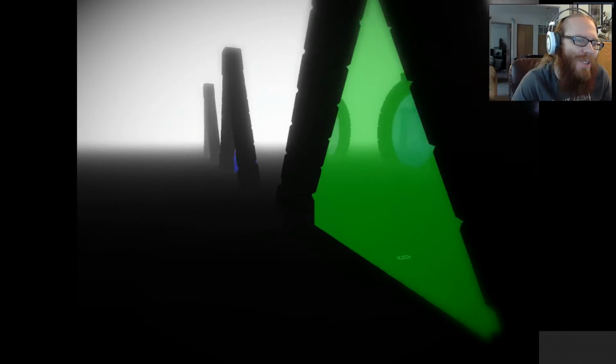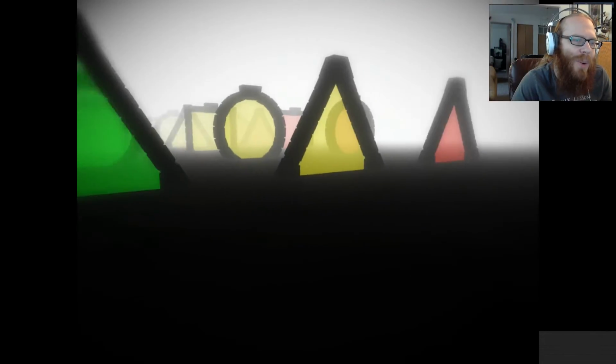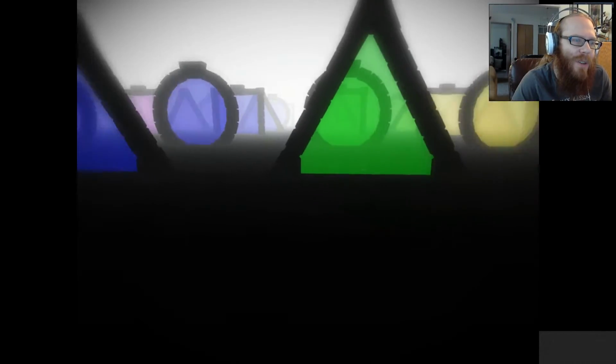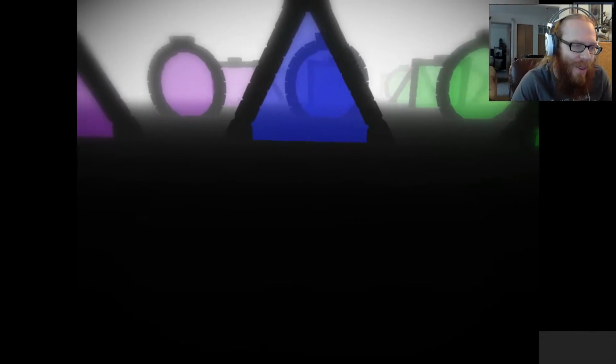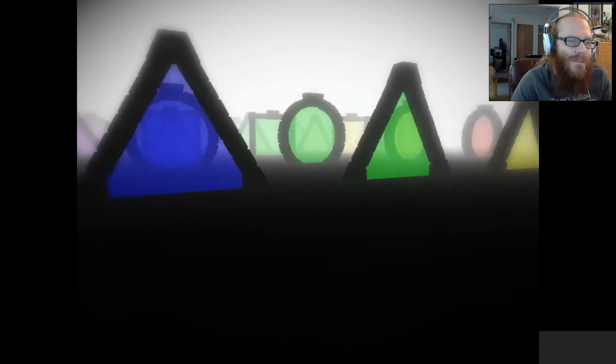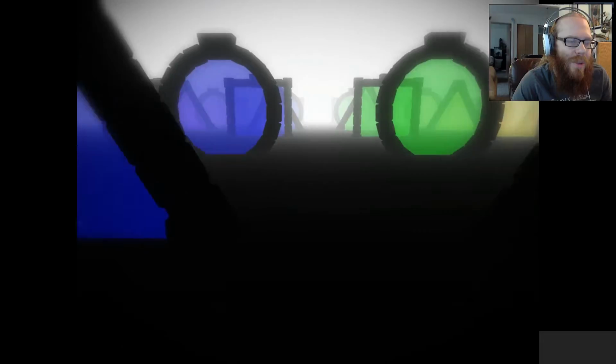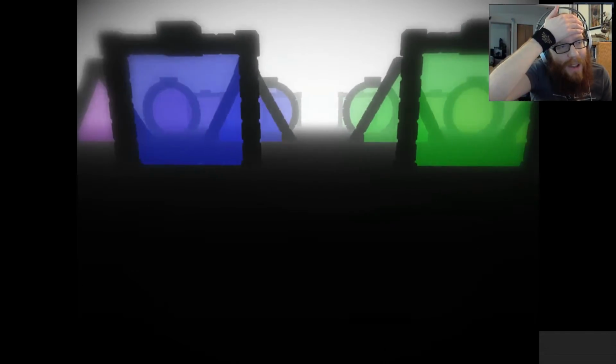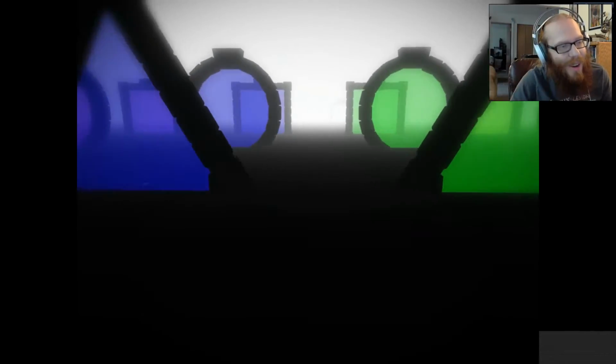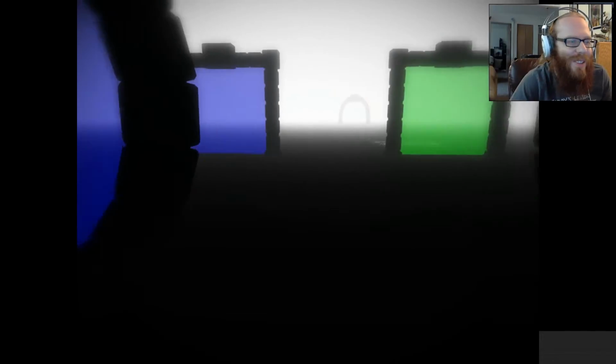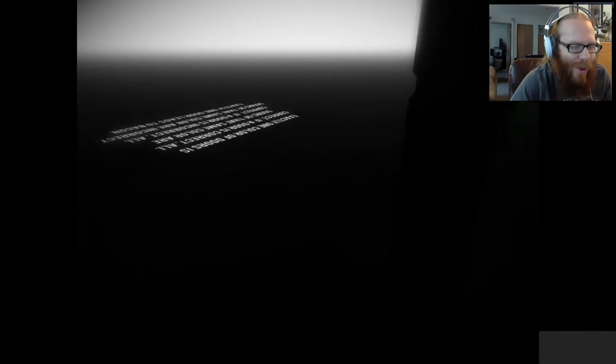6 doors per row with 1, 2, 3, 4, 5 different doors in each row. 6 rows, 5, that's 30 some odd doors I have to look through. You can't be serious. One door is... Oh, my God.